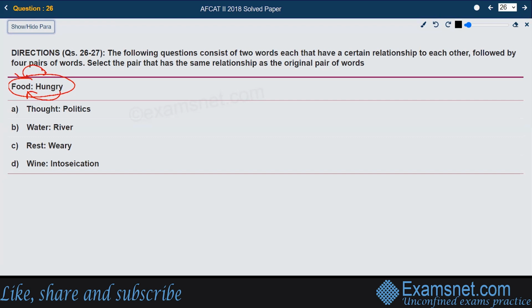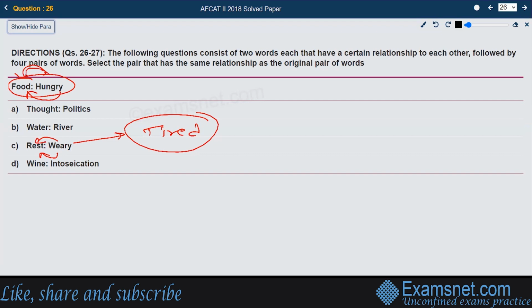Thoughts and politics, water and river, rest and weary, wine and intoxication. The right answer should be weary is to rest. Weary means tired. So if somebody is tired, he goes to rest. So that is a similar connection.